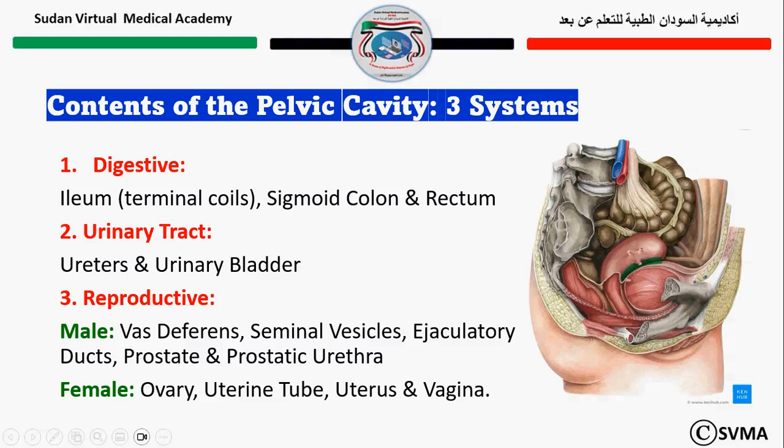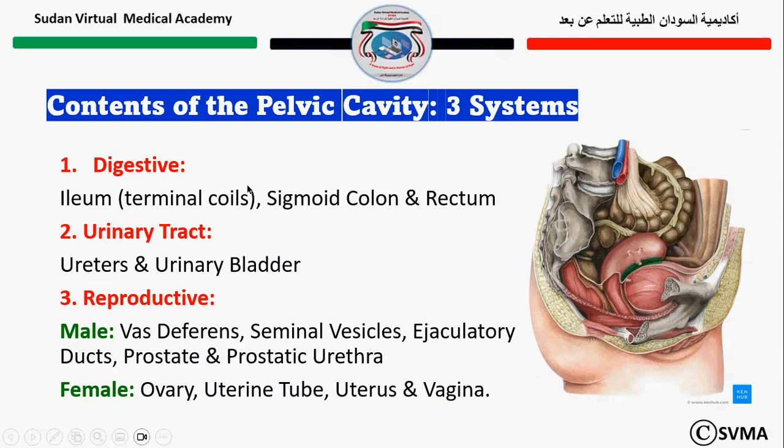So regarding the content of the pelvis, because of the reproductive organs, the pelvic content is different in males and females. However, if we divide the pelvis into systems, there are 3 main systems: the digestive system, the lower part of the GI system, including bowel; the urinary tract, the lower part of the urinary tract, including the ureters and the urinary bladder; and then the reproductive system. And of course, the reproductive system is different between males and females. In males we find the seminal vesicles, ejaculatory ducts, prostate, and prostatic urethra. In females we find the ovary, the uterus, and vagina.